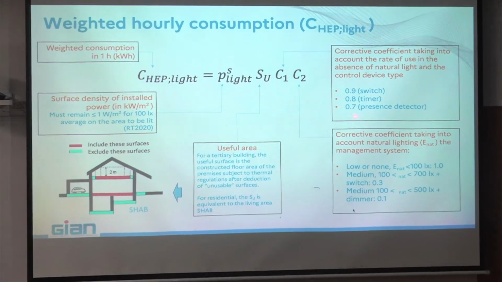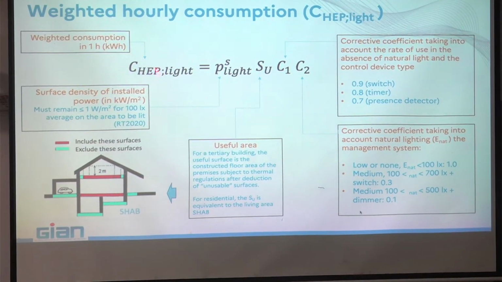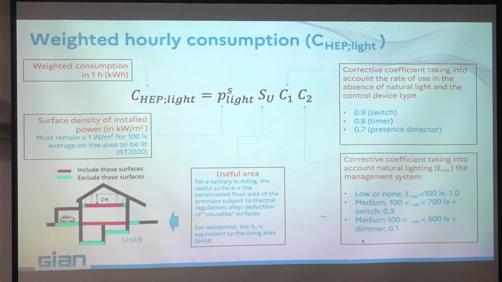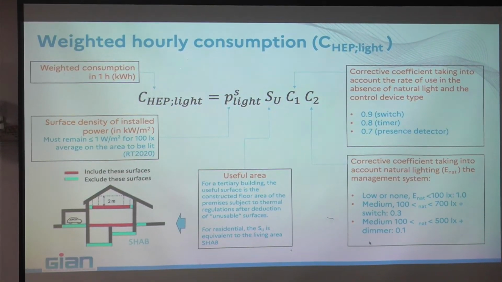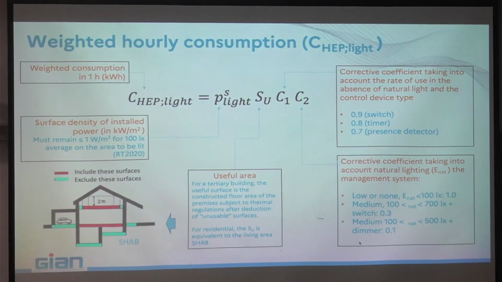That means if you put presence detectors, this value will be 30% lower. And if you are at the limits of getting or not the authorization to build your building, the only option that you have is to include sensors inside. Otherwise, you will not obtain the authorization.